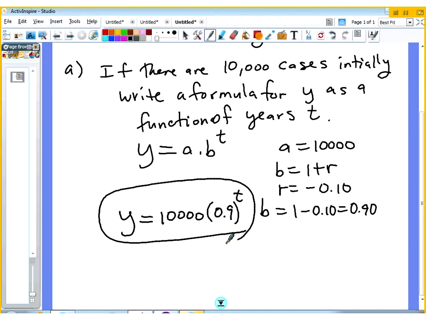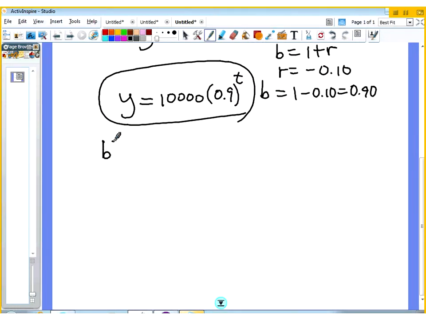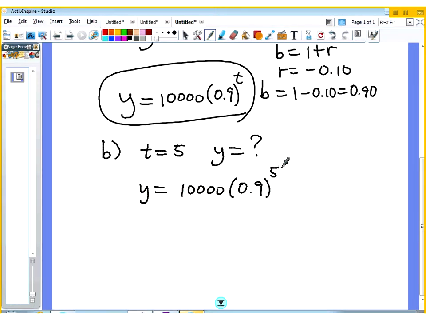Okay. Part B says, how many cases will there be 5 years from now? Basically, they're asking if t equals 5, y equals what? Well, if t equals 5, y equals 10,000 times 0.9 to the 5th power. And if you plug that in your calculator, you will see that it is 5,904.9. Since it's number of cases, you probably would round to the nearest value, so you would say it's probably 5,905 cases. We'll leave it like that.